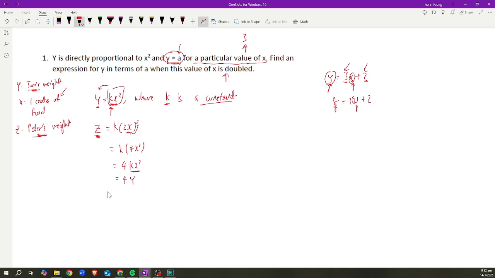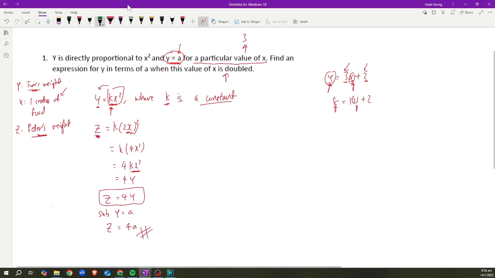So if we let Tom's weight be a, substitute y equals a. To make this clearer, you should always write this statement first: z equals 4y. Just have this statement written out so it's clear. Then substitute Tom's weight as a, y equals a, and you'll see that Peter's weight will just be 4 times that. Peter represents what Tom will weigh if we double his food. So if Tom weighs a kg, then Peter weighs 4a. As simple as that.